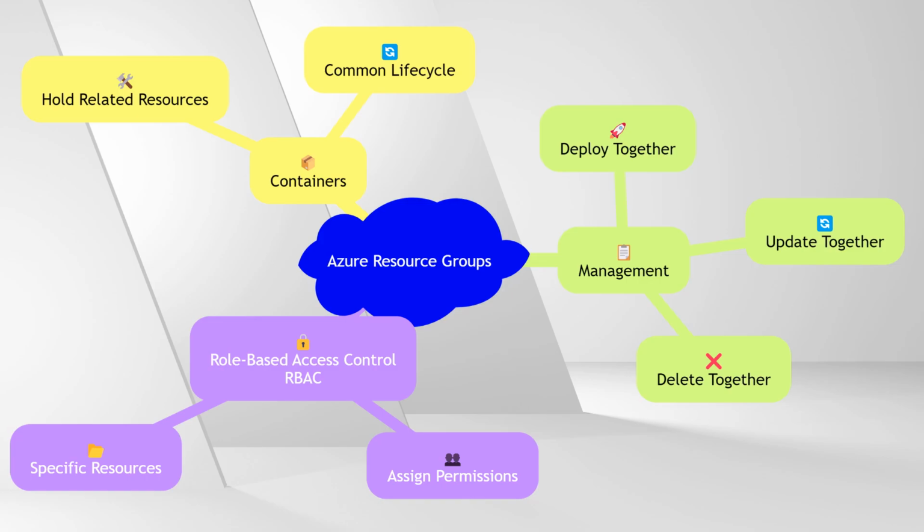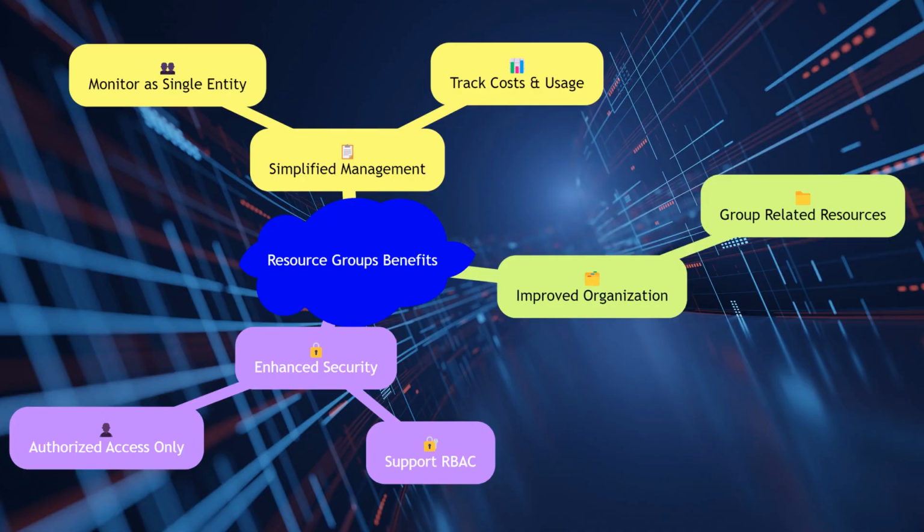Resource groups also enable role-based access control, RBAC, allowing you to assign permissions to users or groups for specific resources within the group. Resource groups offer several benefits, including simplified resource management, improved organization, and enhanced security. By grouping related resources, you can easily monitor and manage them as a single entity. This organization helps in tracking costs and usage more effectively.